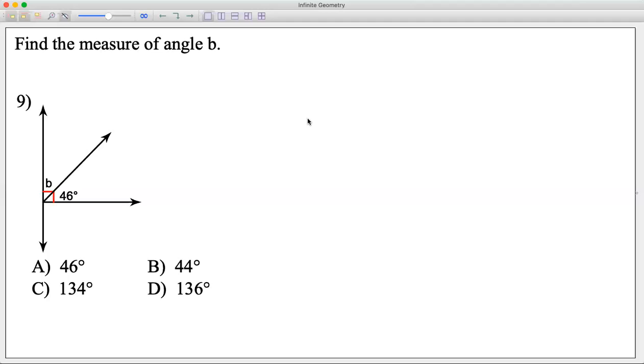Give me A, B, C, D. Which ones could it not be? See what I mean? It's either going to be A or B. Now, notice those are only two off, so you need to do the math on that. 90 minus 46 is 44, okay? All right.